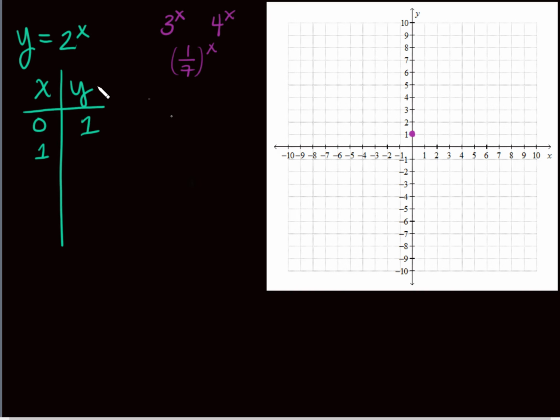So let's just start plugging in some numbers. If I plug in 1, 2 to the first power is 2. So I'm going to go over to 1 and go up to 2. And then if I plug in 2, obviously I get 4. Plug in 3 and I get 8, right? So if you notice, this guy grows pretty fast. Some would say it grows exponentially.